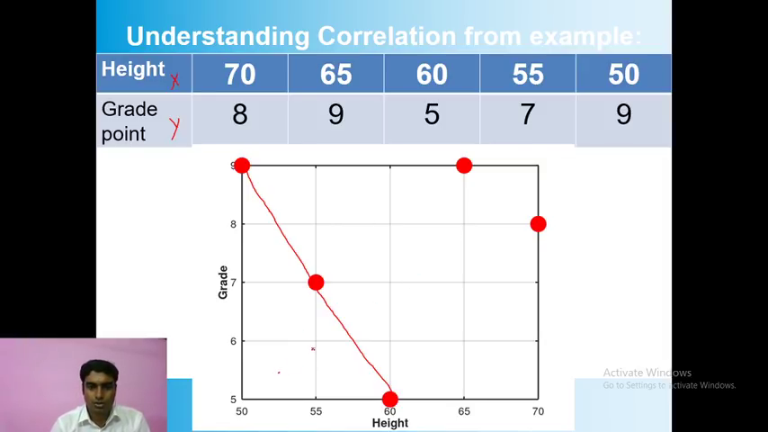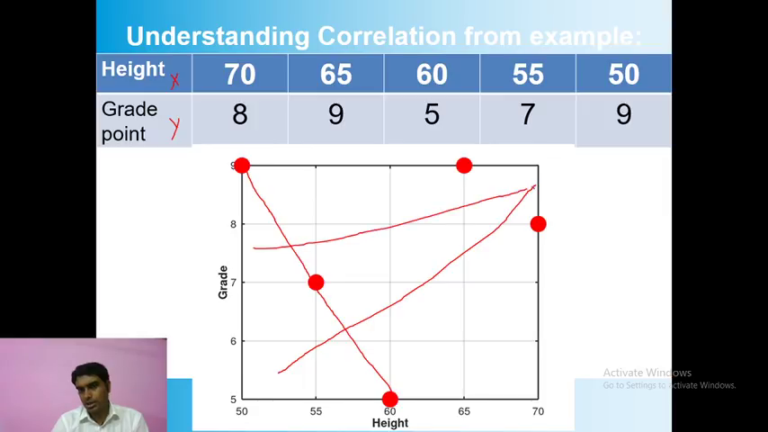Although I can draw some sort of line, then these 4 points will be in the vicinity of this straight line, but this point will be far away, right? So also I can draw another straight line this way. In this case, these 4 points will be in the vicinity of this straight line, but this one will be far away.